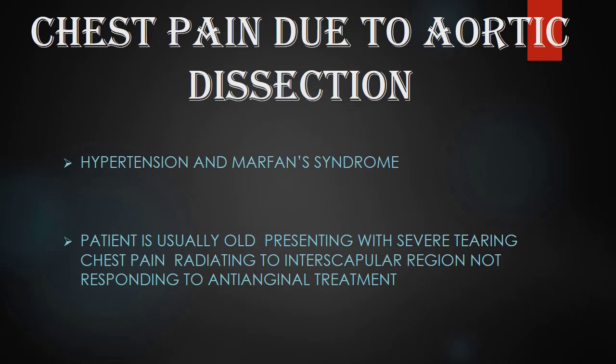Next we discuss chest pain due to aortic dissection. Hypertension and Marfan syndrome are the most common predisposing factors. Patient is usually old, presenting with severe tearing chest pain radiating to interscapular region, not responding to anti-anginal treatment. Pulse may be unequal.